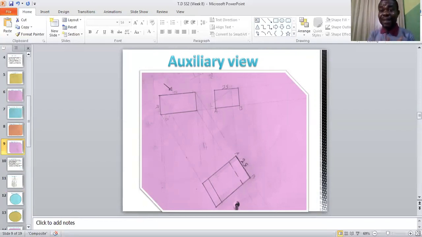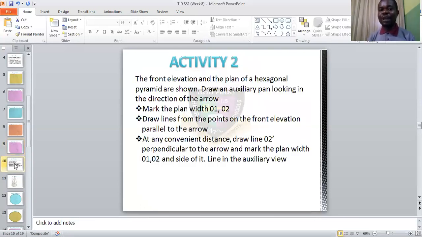I want to give you another example. We have looked at the prism now. That is one. Then let us look at another example. We call it activity 2: the front elevation and the plan of a hexagonal pyramid. This is not a pyramid, not a prism again. A pyramid has an apex, that's the meeting point at the top there. A prism does not have that one. Please take note of this.